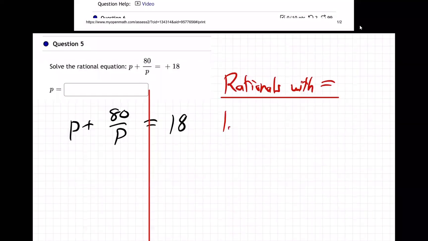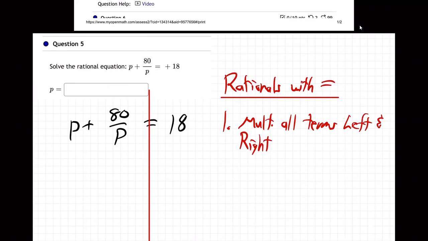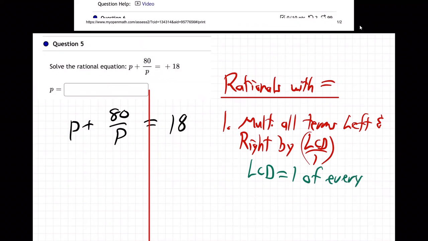Well, step number one is you multiply all the terms, left and right, by the LCD over 1. The LCD, and what is the LCD? Well, the LCD is one of every denominator item. So I'm going to come in and say, everything, I'm going to take one of everything.